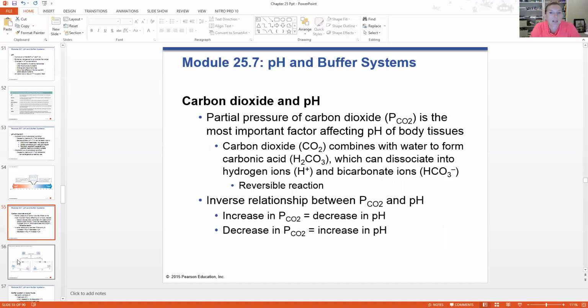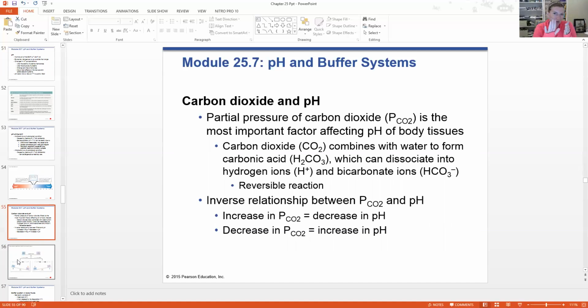Carbon dioxide combines with water, right? We have that whole reaction that I described earlier, creating carbonic acid, which dissociates into bicarbonate and a hydrogen ion. It's reversible, thank goodness, so that we can get rid of all of that carbon dioxide. So there is an inverse relationship between carbon dioxide and pH.